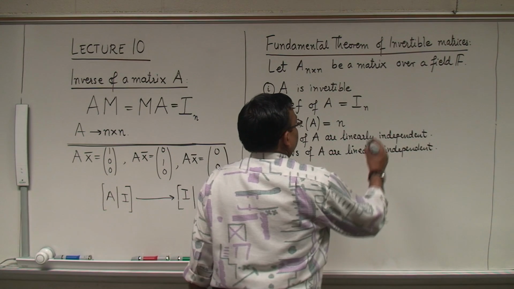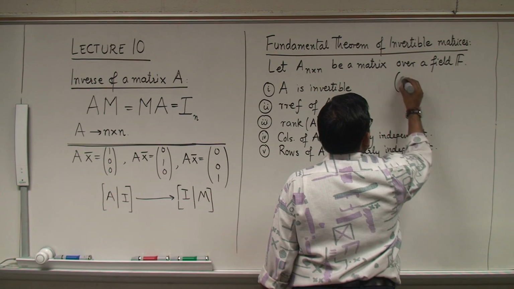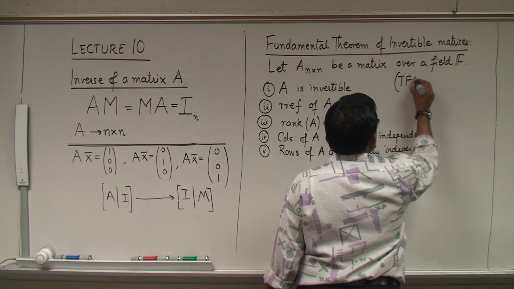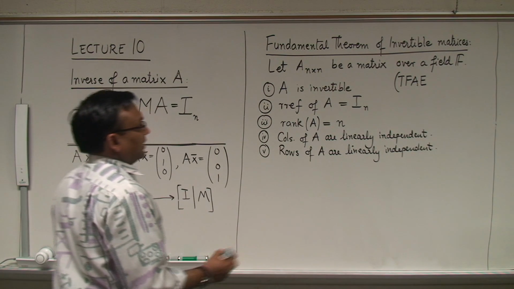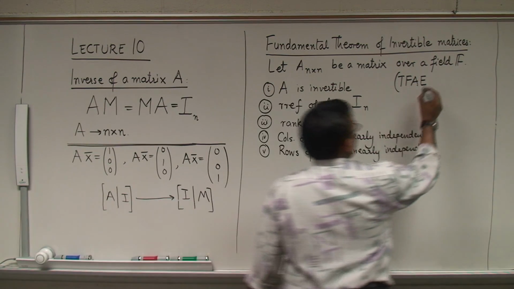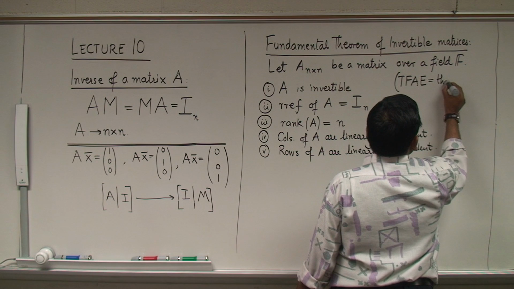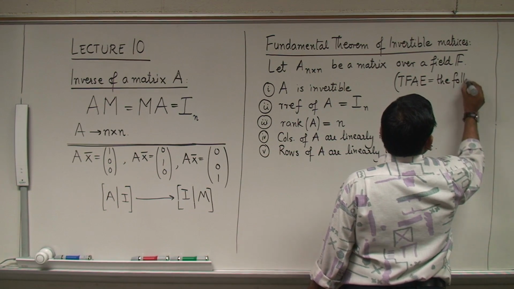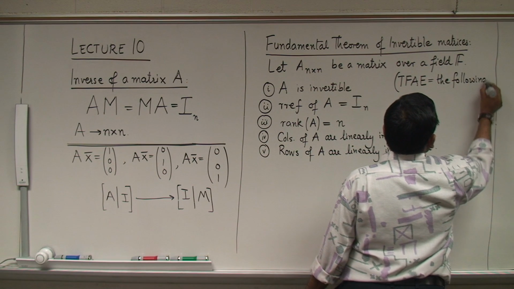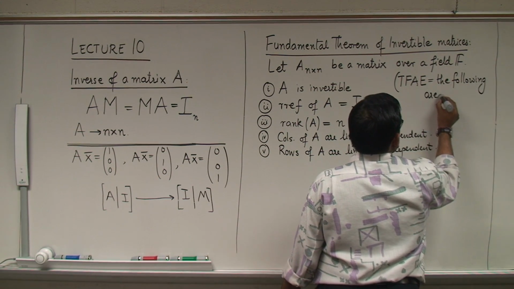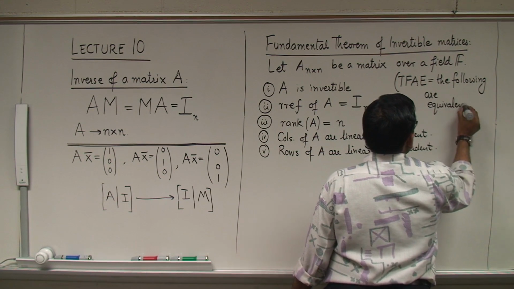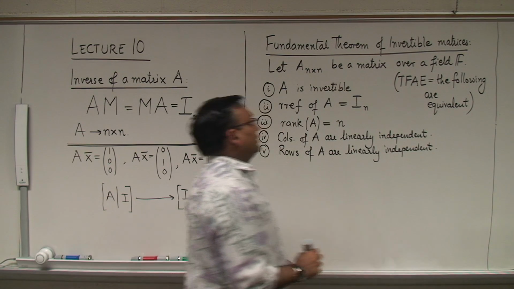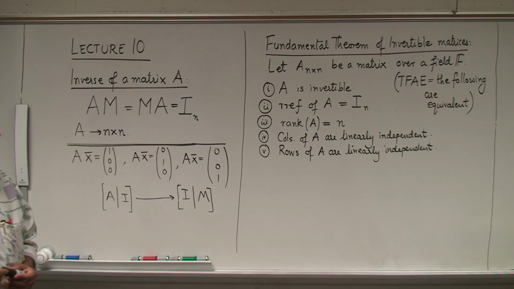So in mathematics, we have this acronym, which is not very, how should I say, very catchy, which says the following are equivalent. That means these are all biconditional statements, or if and only if statements: if one of them is true, then all of them would be true.